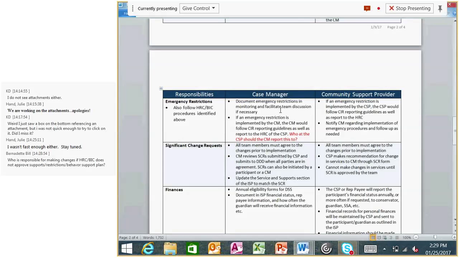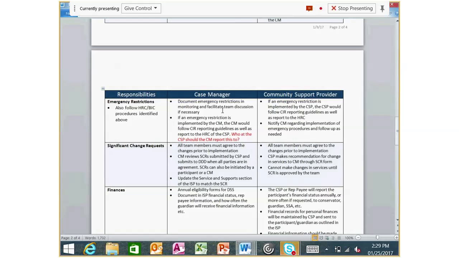The case manager also needs to document any emergency rights restrictions in the quarterly monitoring and facilitate any team discussion if necessary. For instance, if an emergency rights restriction, a physical restraint for instance, is going to become a part of someone's ongoing plan, the case manager would need to be part of that discussion and update the ISP as necessary.